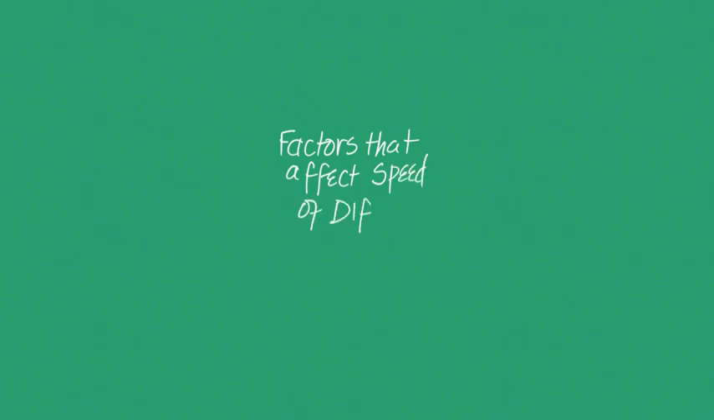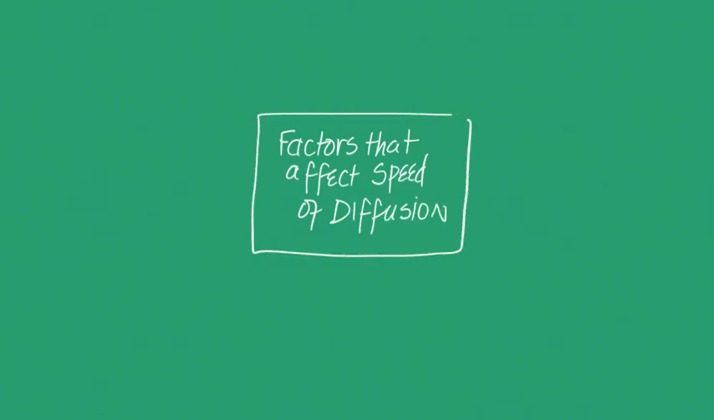There are many factors that affect the speed of diffusion, and these factors are temperature, membrane surface area, viscosity, size of the molecule, membrane thickness, and concentration gradient. So let's take a look at each one of them and see how they impact the speed of diffusion. So we'll start with temperature.